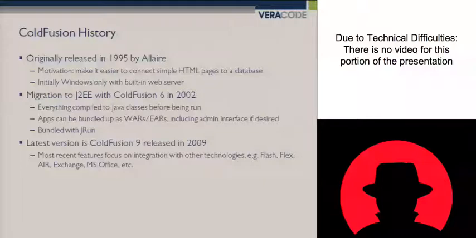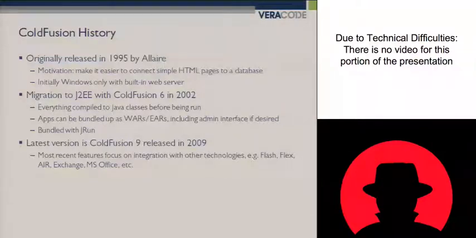Apps could be bundled up as wars or ears, just like any other J2EE application. You could bundle up the admin interface and other pieces that come with the ColdFusion runtime. And ColdFusion 6 was bundled with JRun, which was the J2EE server that Allaire, actually it was Macromedia by this time, had also purchased through a different acquisition. So they were kind of bundling all these products together.